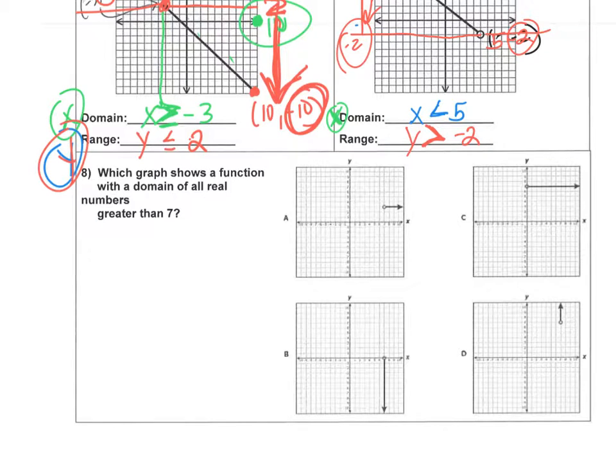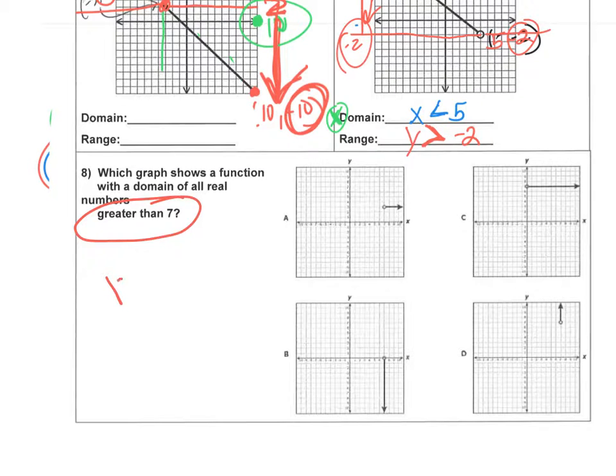So number 8 is really kind of a tricky question, and we've actually seen it on the EOC before, so we want to make sure that we're taking some time to review it. So it says, which graph shows a function with a domain of all real numbers that are greater than 7? So domain is my x values, so we're looking for something where x is greater than 7.